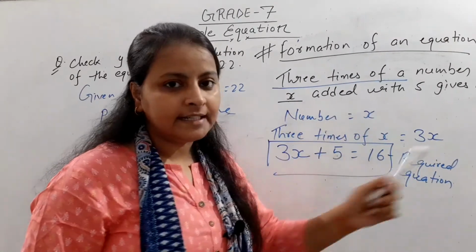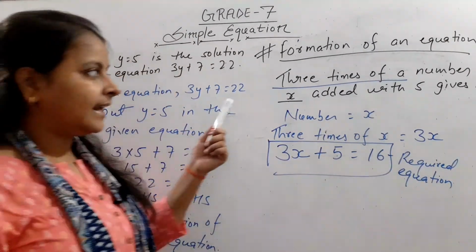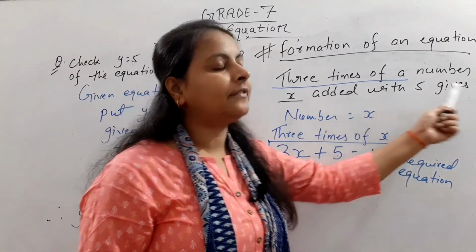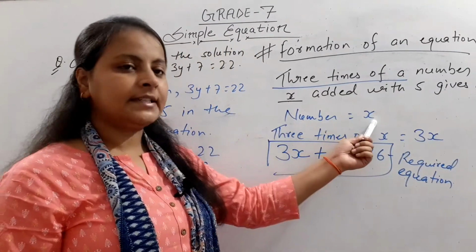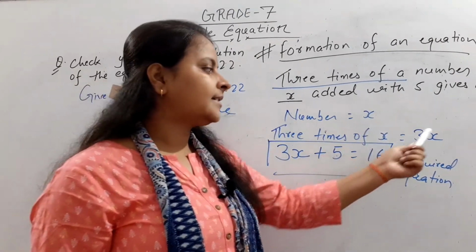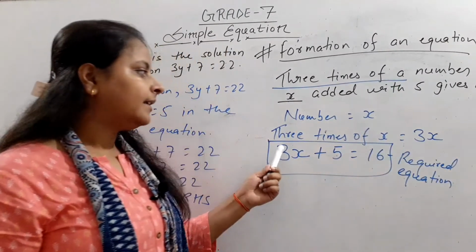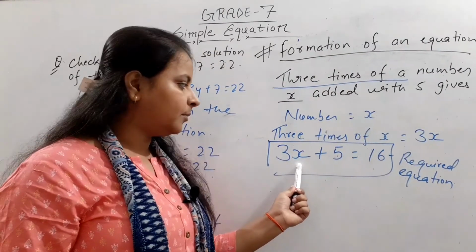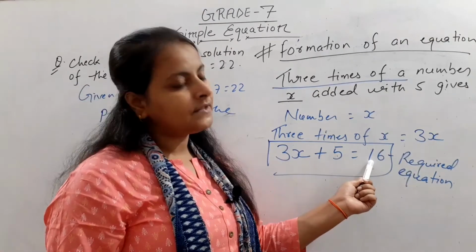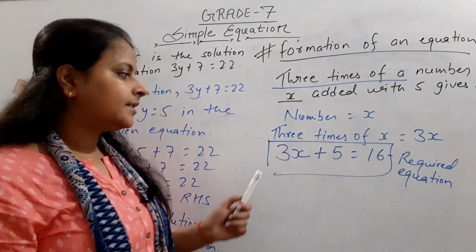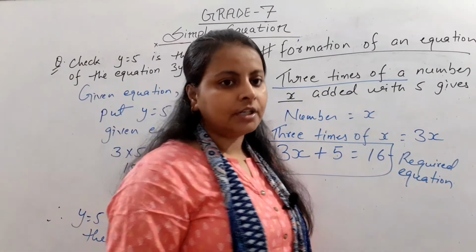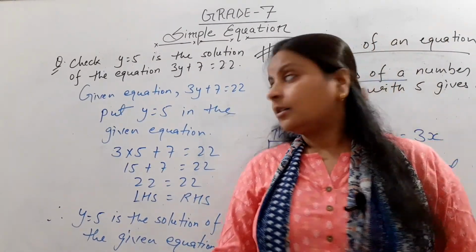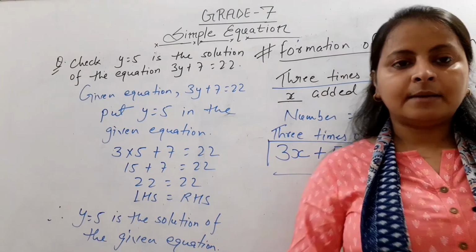We have to read this statement twice, thrice. What is the statement? 3 times of a number x added with 5 gives 16. Here the number is x. 3 times of x is equal to 3x. Now 3 times of a number x added with 5 gives 16. So, this is the required equation. In this way, we can form any equation. Okay, let me take one more example.